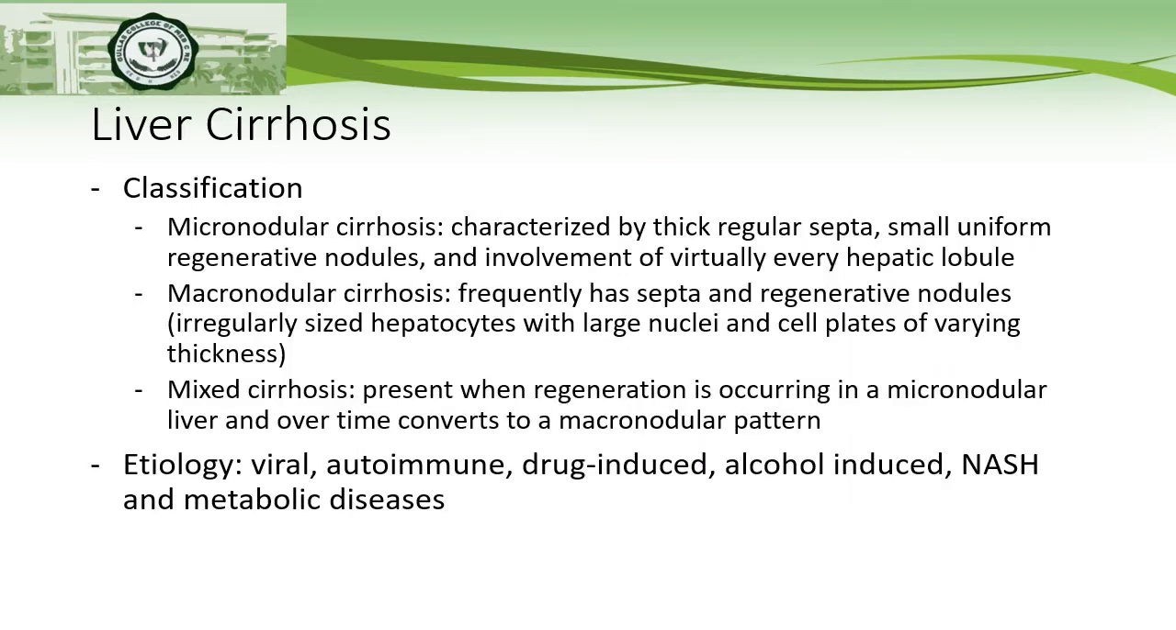Morphologically, cirrhosis can be described as micronodular, macronodular, or mixed. Micronodular cirrhosis is characterized by thick regular septa, small uniform regeneration nodules, and involvement of virtually every hepatic lobule. Macronodular cirrhosis frequently has septa and regenerative nodules of varying sizes. The regenerative nodules consist of irregularly sized hepatocytes with large nuclei and cell plates of varying thickness. For the third type, mixed cirrhosis is present when regeneration is occurring in the micronodular liver and over time converts to a macronodular pattern.